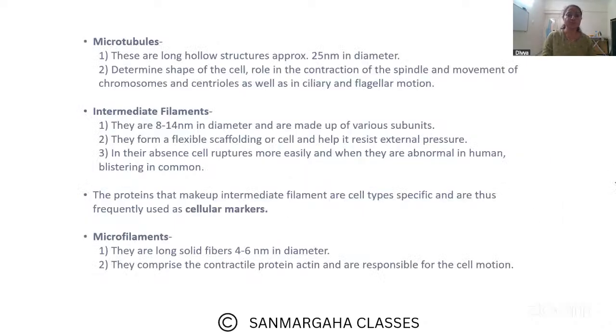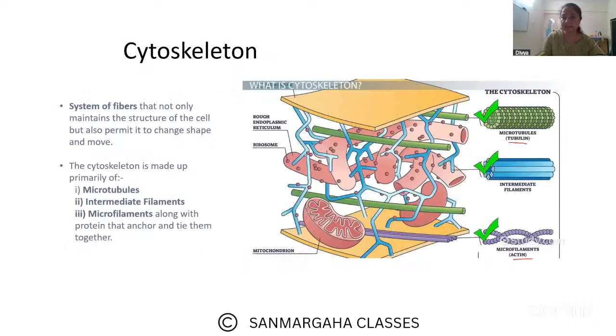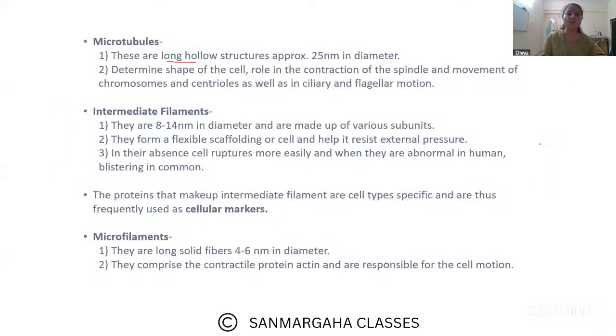Microtubules are long hollow structures. You can see here these are microtubules, which are made up of tubulin protein. They are hollow structures, approximately 25 nanometers in diameter, and this determines the shape of the cell. They are also involved in contraction of the spindle during cell division.